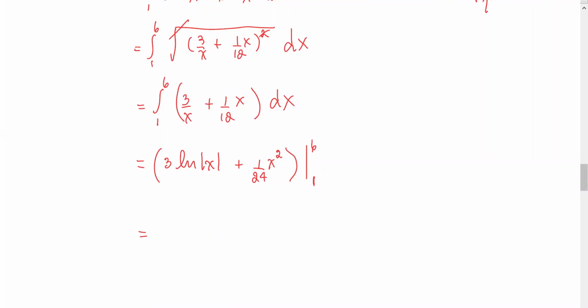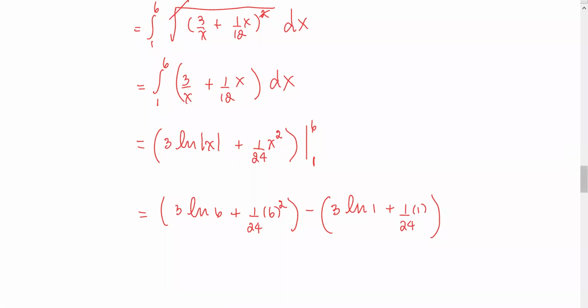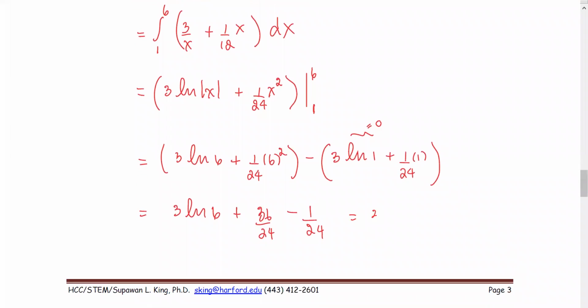Next, replace x with the upper limit 6. So 3 times natural log 6 plus 1 over 24 times 6 squared, subtracted by replacing x with the lower limit 1. So 3 times natural log 1 plus 1 over 24 times 1. The natural log of 1 equals 0. So we get 3 times natural log 6 plus 36 over 24. If we keep it as 36 over 24, we can simplify it with the minus sign of 1 over 24 from evaluating the lower limit. Therefore, we get 3 times natural log 6 plus 35 over 24.